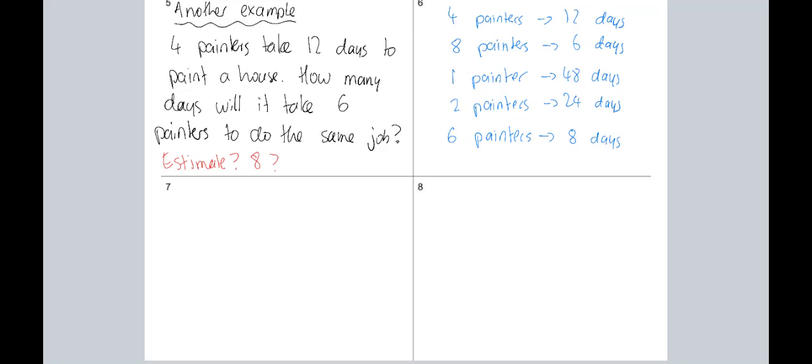Okay, so we've got a sense here. What's the relationship? Who can see the pattern or the relationship between the number of painters and the number of days?